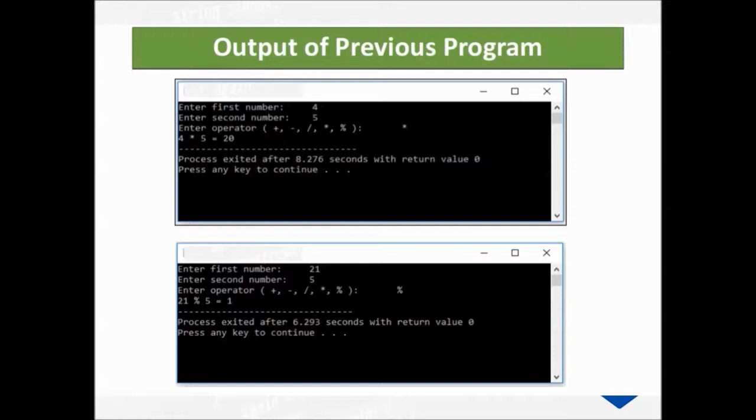to 20. In another case, enter first number 21, enter second number 5, enter operator. Now the user chooses the modulus operator, then it gives us the remainder after dividing 21 over 5.